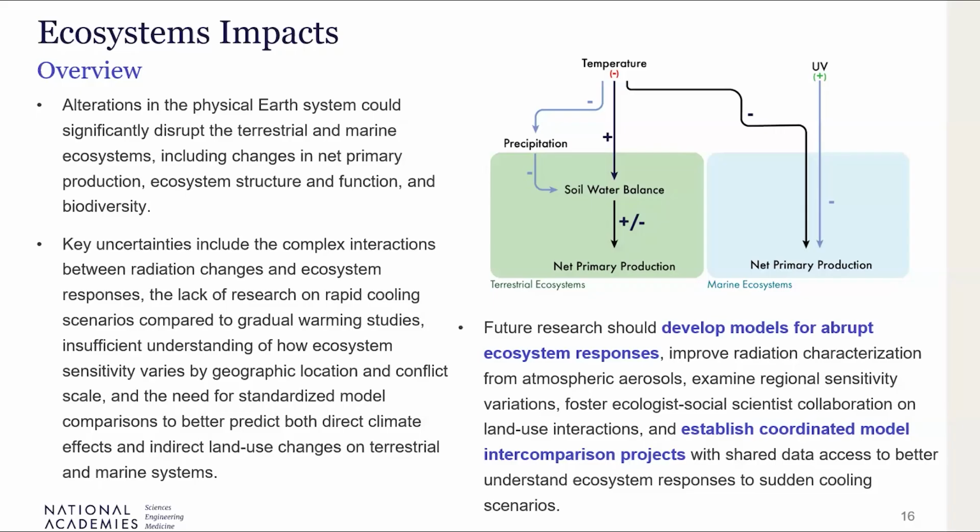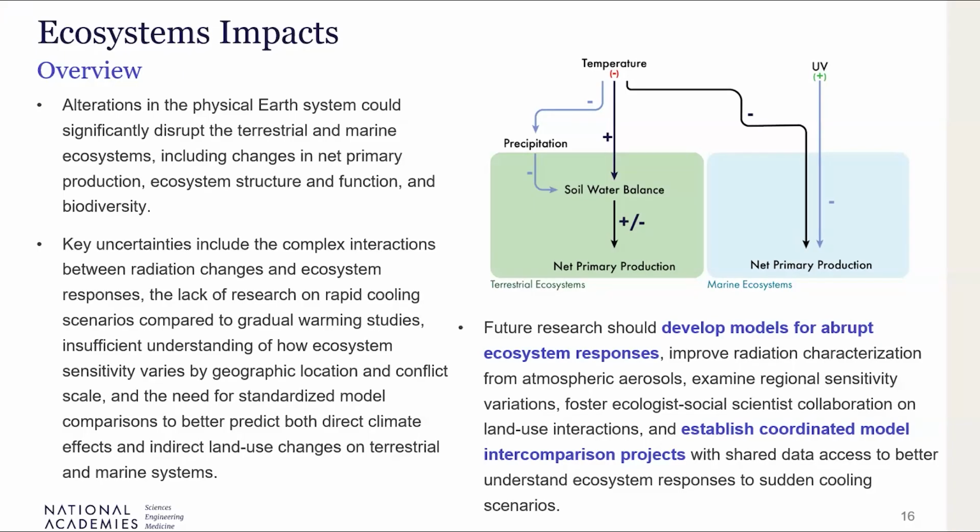We would have a slowdown of the hydrological cycle and a decrease in precipitation, but at the same time a decrease in evapotranspiration. And so you have this potential regional dependency of precipitation versus evaporation. In one region, one may win out, in another region, the other. So you could have positive or negative impacts on the net soil water balance, and those then impact net primary production.